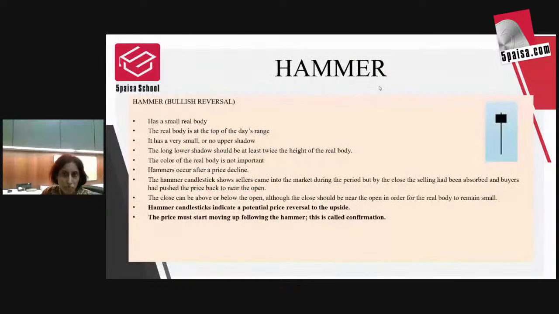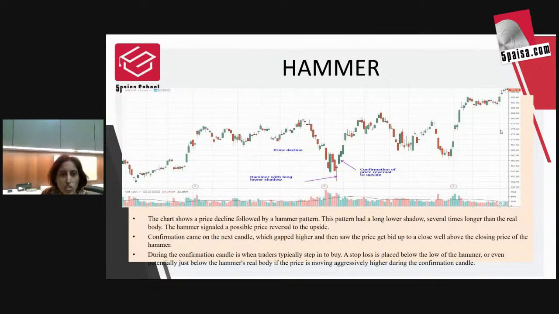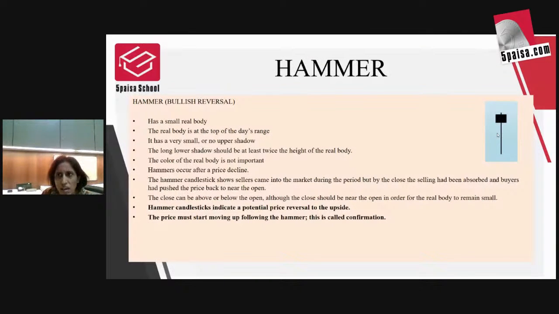Next we come to the hammer. So why a hammer? Because as you can see, the real body in this case is at the top. That is why it looks like a hammer, and that is why the name of this candlestick is hammer. The real body is also small. Unlike the shooting star, the real body is at the top of the day's range, and it has a very small or absolutely no upper shadow. However, you witness a long lower shadow, which is at least twice or 2.5 times the height of the real body.